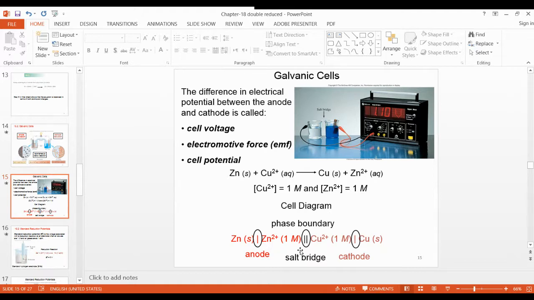A non-spontaneous reaction is only carried out if you supply some energy, some force to the system, and then the reaction starts. That is known as a non-spontaneous reaction.